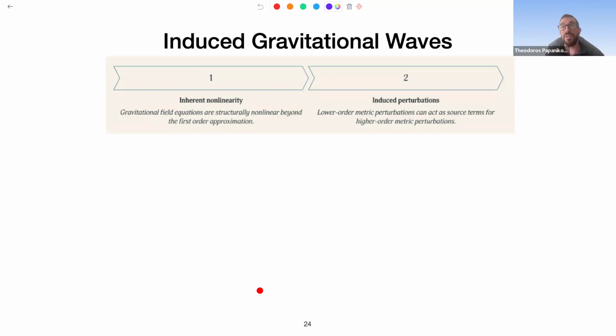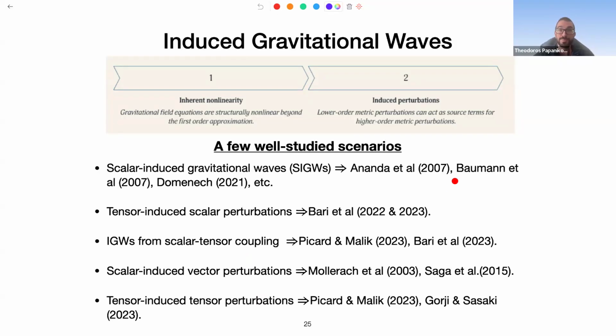So lower order metric perturbations can act as source of higher order metric perturbations. This was realized already in the late 90s, in the beginning of the second millennium, where people started to study scalar-induced gravitational waves, so gravitational waves which are induced by scalar metric perturbations.